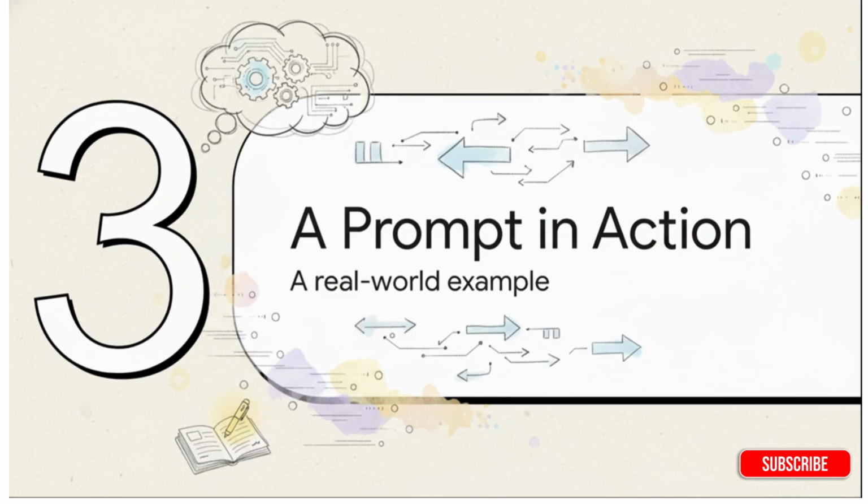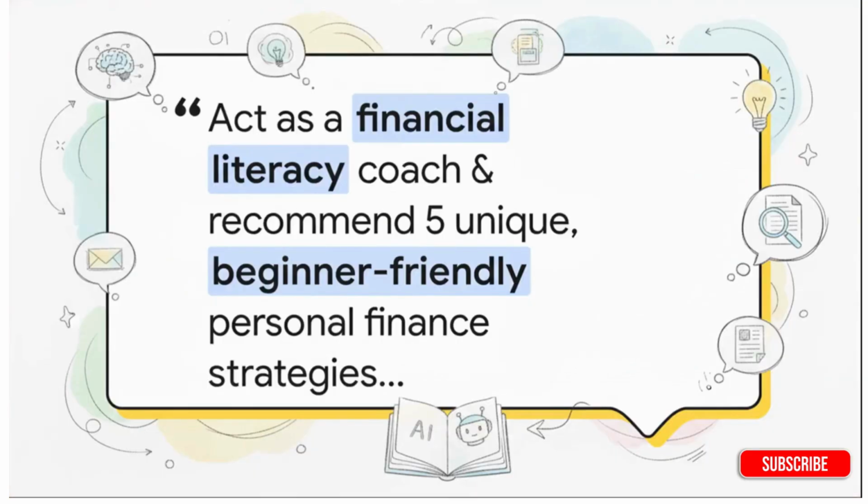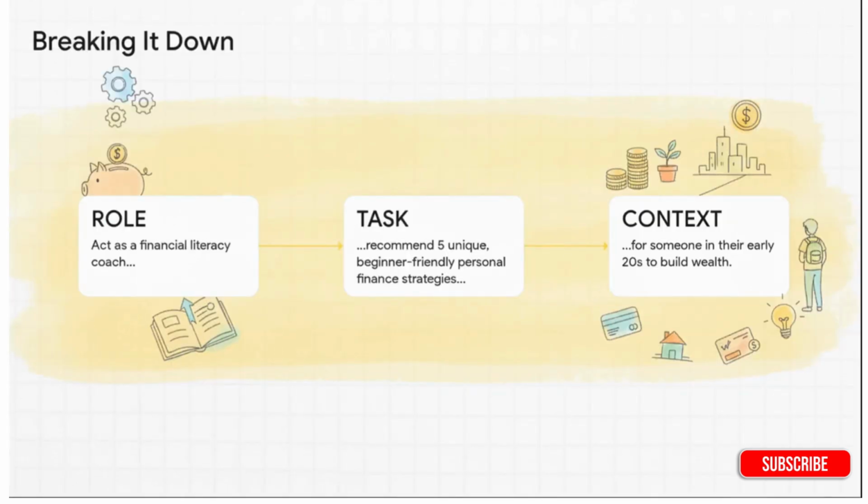Okay, that's the theory. But what does this framework actually look like when you put it to work? Let's break down a real-world prompt right now. Here we go, a perfect example. See how it doesn't just say, "Give me finance tips"? No, it's specific, it's targeted, and it has a really clear goal. Now, let's see how this maps directly onto our RTCROS framework. And there it is, plain as day. The R, a financial literacy coach. The task, recommend 5 specific strategies. And the context, it's for someone in their early 20s who wants to build wealth. Do you see how that structure just immediately sets the AI up for success? It takes all the guesswork out of it and points it right at the bullseye.